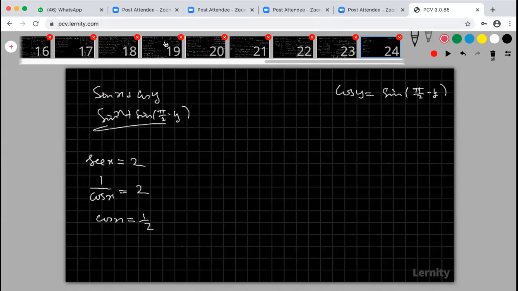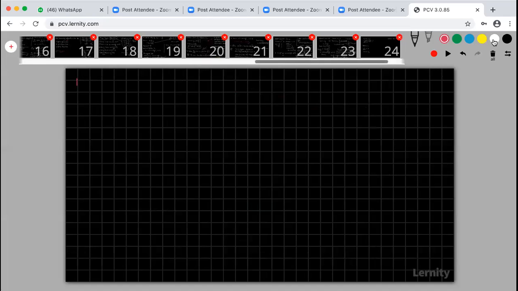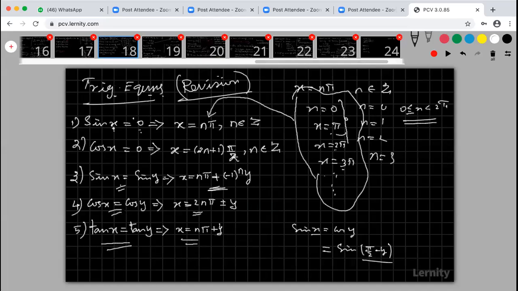Find the general solution of cos 4x is equal to cos 2x. This is also another simple problem. Find the general solution of cos 4x is equal to cos 2x. So we directly apply the formula. We have a formula for cos x is equal to cos y.